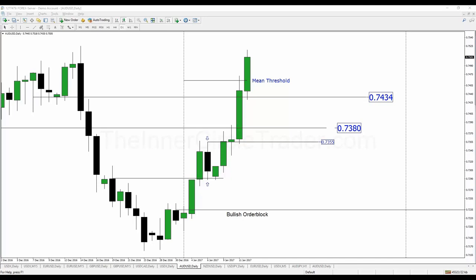What led me to believe that this 74.34 was likely, the mean threshold was the upside objective, and why this currency's a leadership currency? Why did I focus on this one? Why was I talking about this one and not the New Zealand dollar? That's a study for you this week as well. Share that with me on the forum.